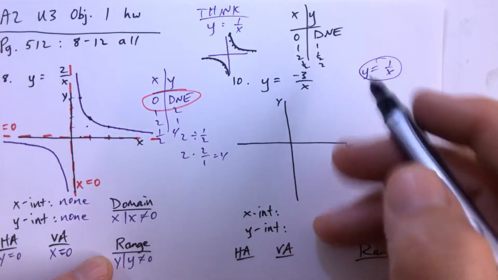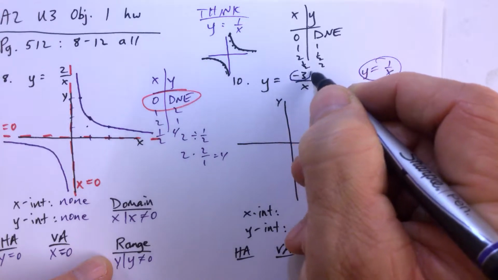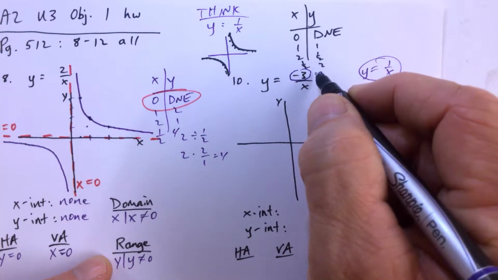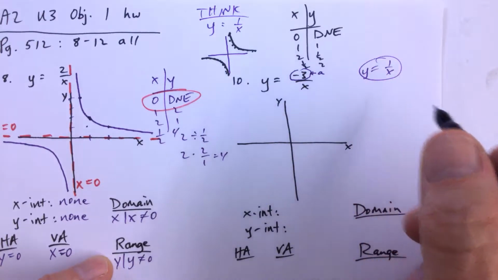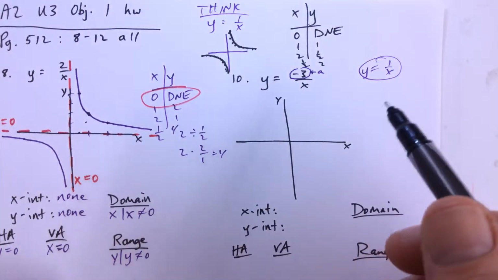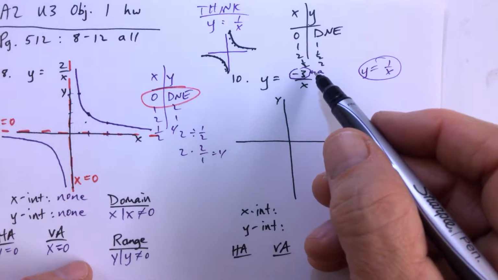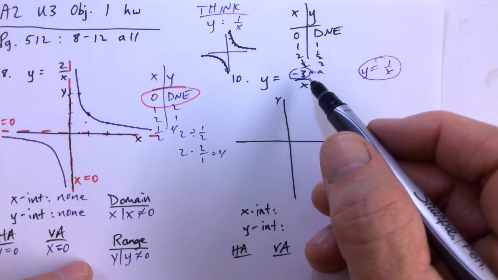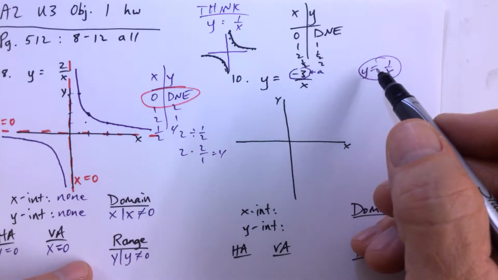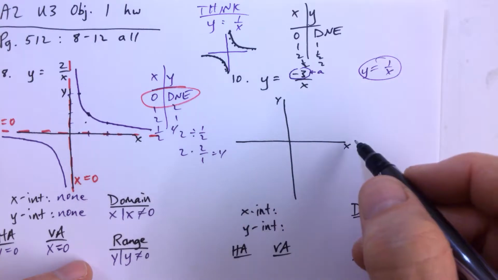But it does have something different that number 8 did not have. It has a negative a. So if the a is negative, then that means that we do the same thing with this graph that we have done all year long, and that is to reflect the graph of y equals 1 over x over the x-axis.